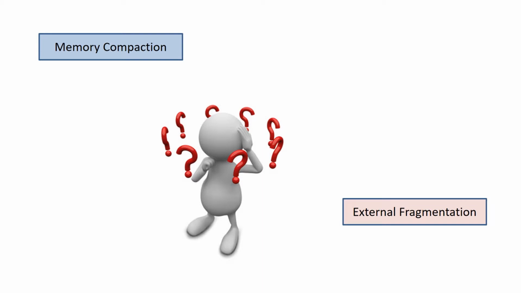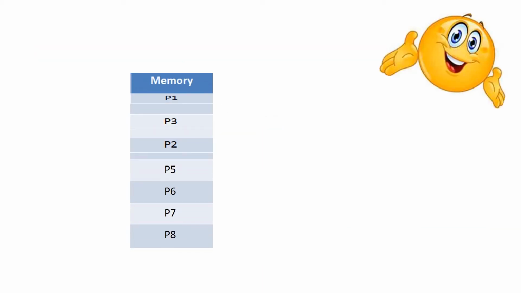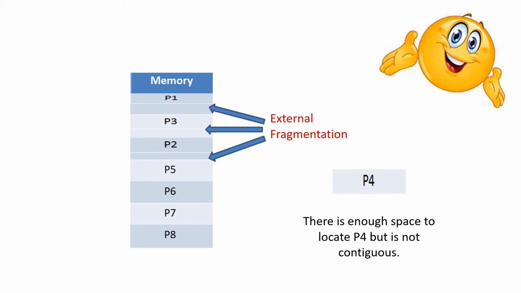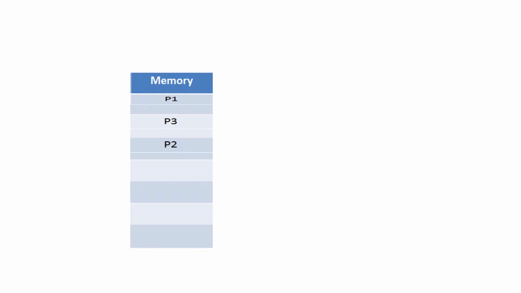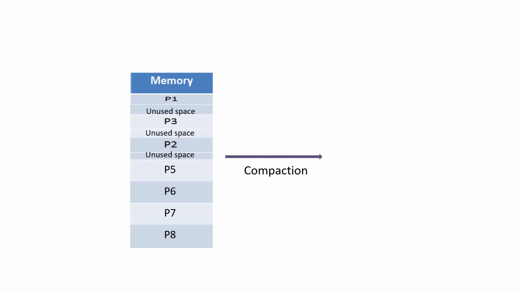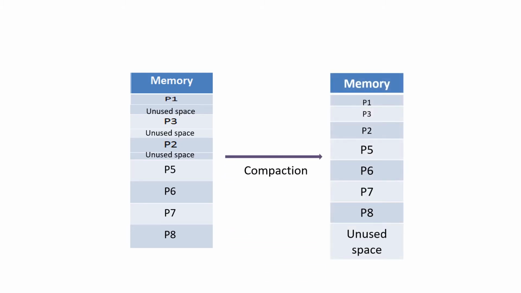What is external fragmentation? Total memory space is enough to satisfy a request or to reside a process in it, but it is not contiguous. It cannot be used and as a result causes waste of memory. A memory compaction technique can be used to create more free memory out of fragmented memory. It compacts or shuffles the memory contents to place all free memory together in one large block.